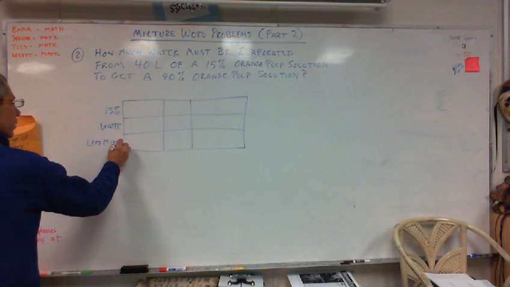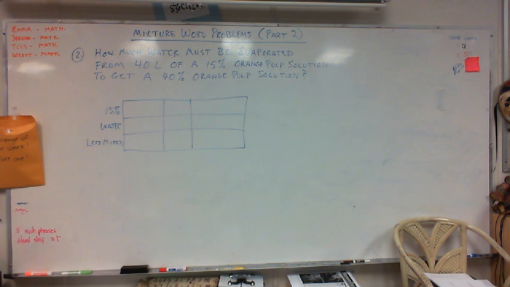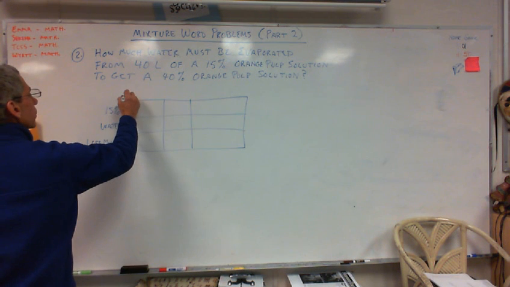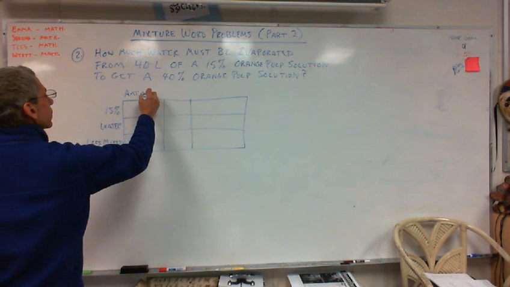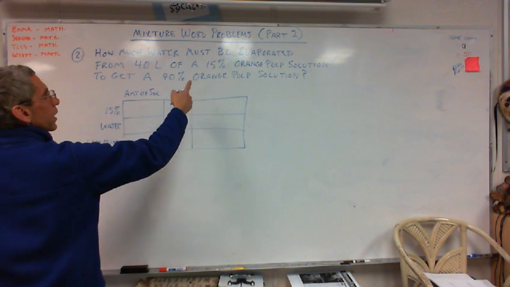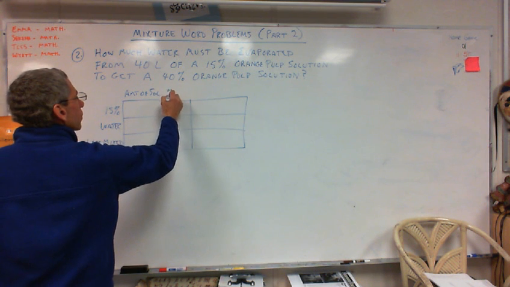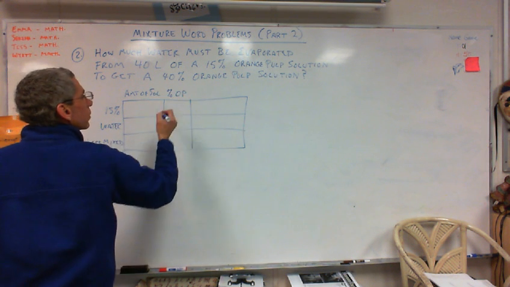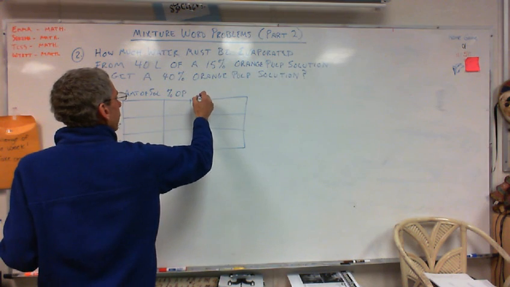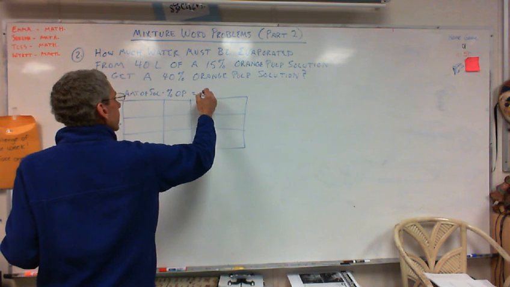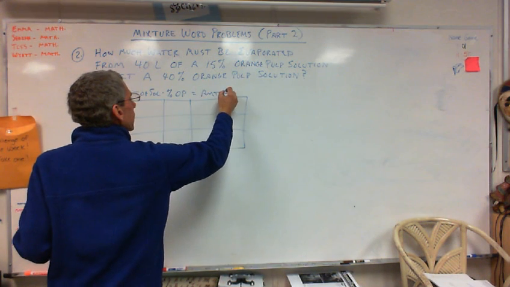Less mixed, I don't know. Right? So we've got amount of solution. We've got percent of orange pulp, OP. And then we have amount. That's times, and that equals amount of OP, orange pulp.